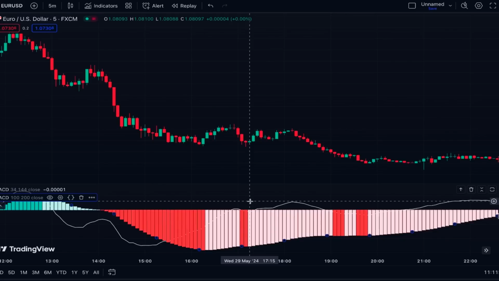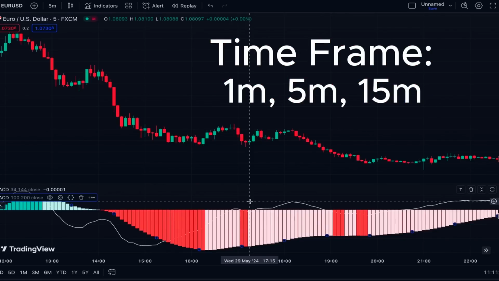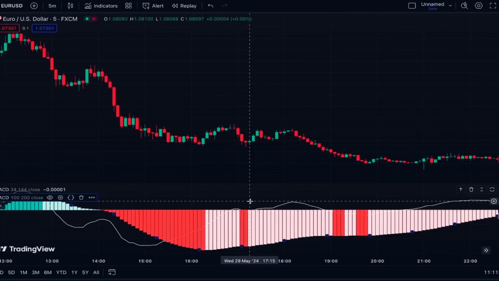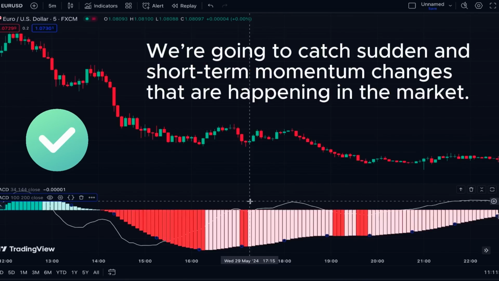This setup is more suitable for short time frames like 1 minute, 5 minutes and 15 minutes time frame, because with the help of this setup we're going to catch sudden and short-term momentum changes that are happening in the market.